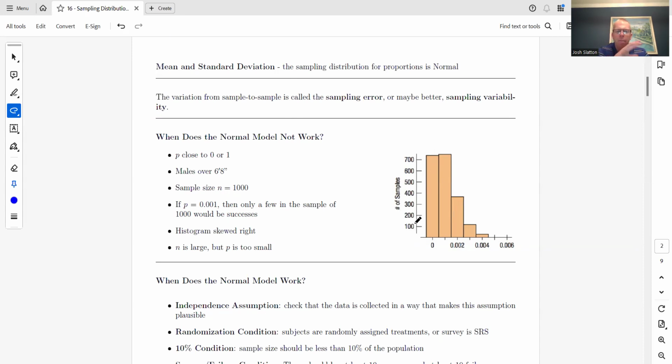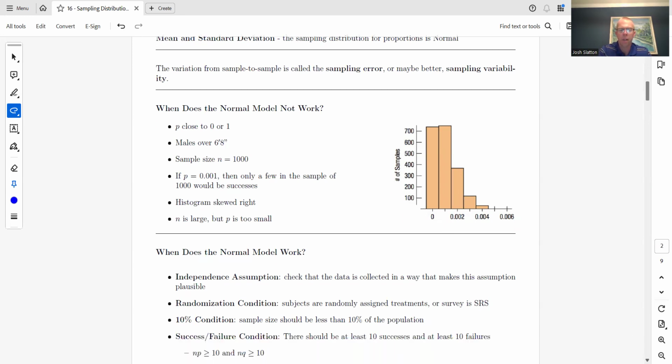And the opposite issue happens if p gets close to 1. Then we'd have all of them over here, and it'd be skewed left. And so we can't have a symmetric model here if p is close to 0 or 1. So that's something to watch out for.